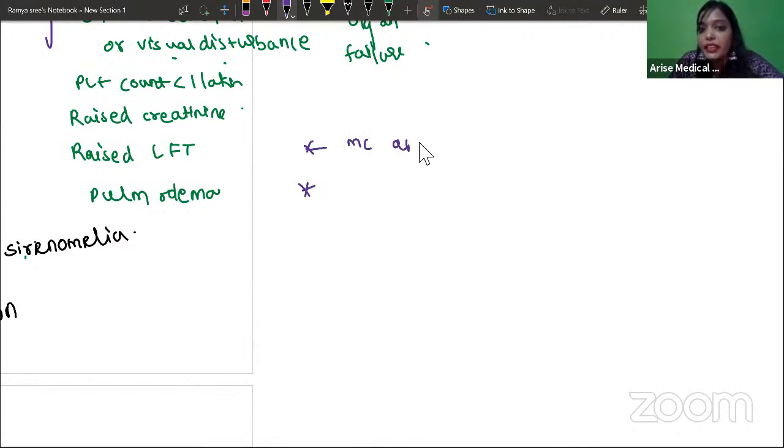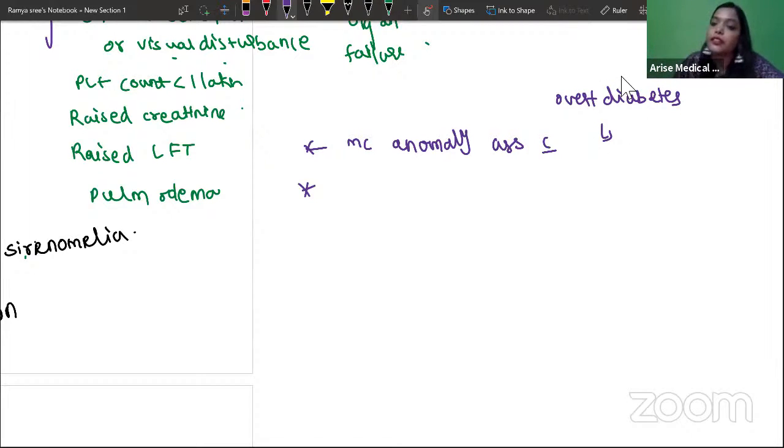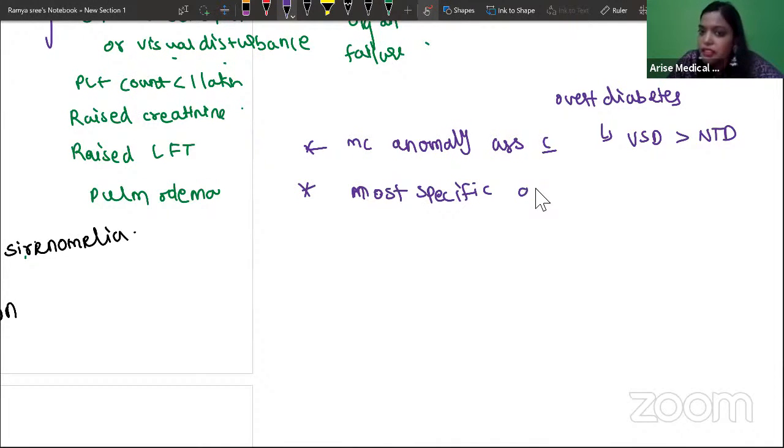Most common anomaly associated with overt diabetes, diabetes before pregnancy, is VSD, more than neural tube defects. Most specific anomaly with overt diabetes is caudal regression syndrome.